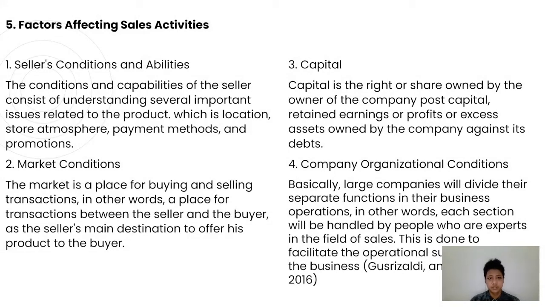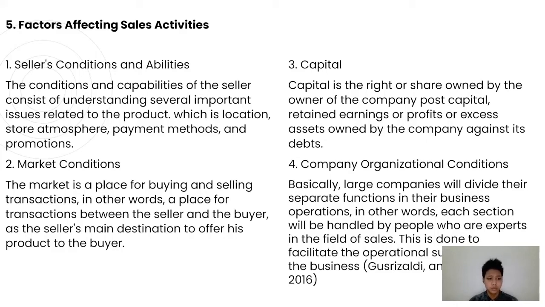Number 5, yes, this is the last subtopic. Factors that affect sales activities. Number 1, sellers' conditions and abilities. The conditions and capabilities of the seller consist of understanding several important issues related to the product, which is location, store atmosphere, payment methods, and promotions.